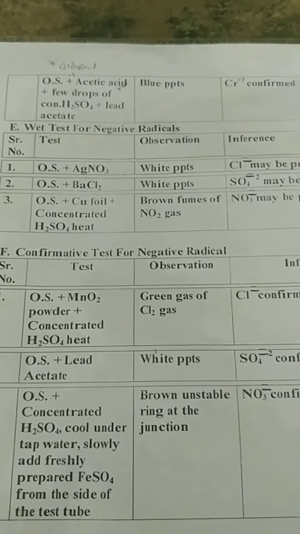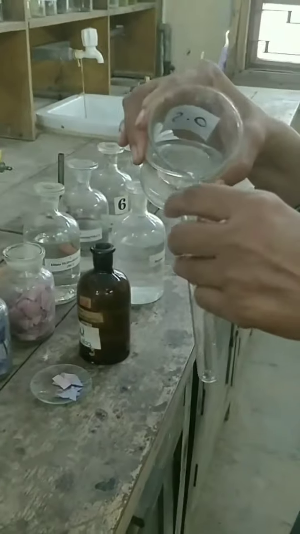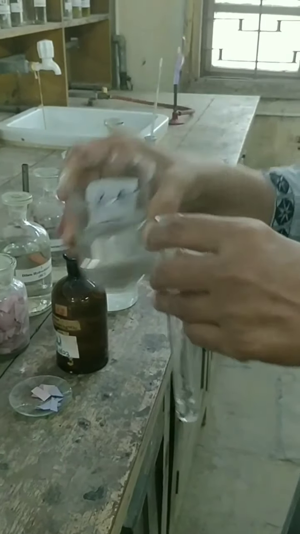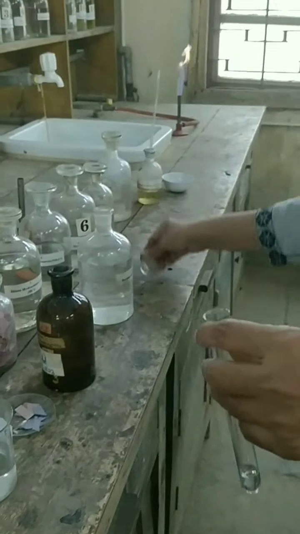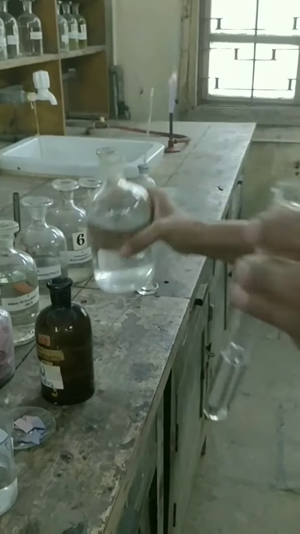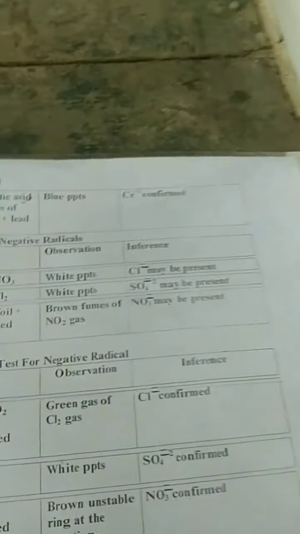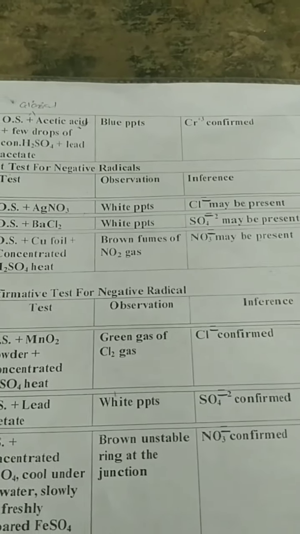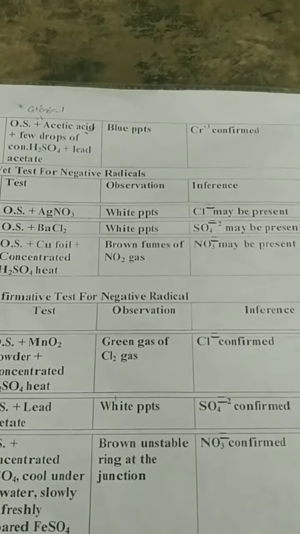Then we will do the test for sulfate. For this we will take OS in a test tube. Then we will add barium chloride to it. Here also you can see no precipitates. That means sulfate ion is absent. So in the observation you will write no white precipitates, SO4 -2 absent.